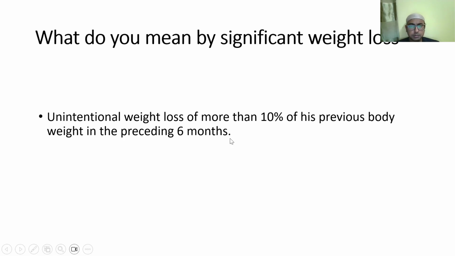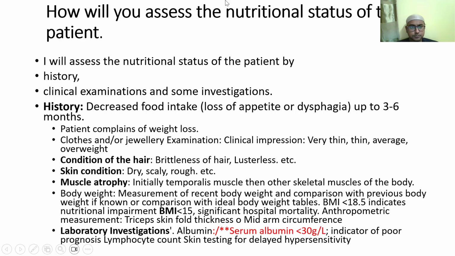So what do you mean by significant weight loss? Unintentional weight loss of more than 10% of his previous body weight in the preceding 6 months, because I told you that the problem began within 4 months and he lost weight rapidly within 6 months. So these are two very short periods and a significant weight loss happened.